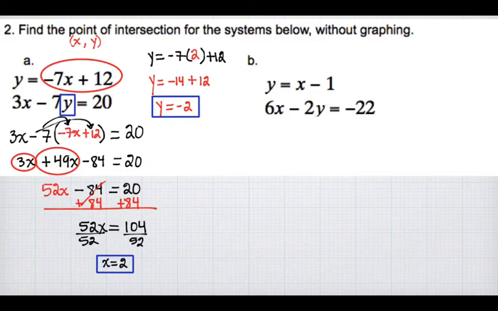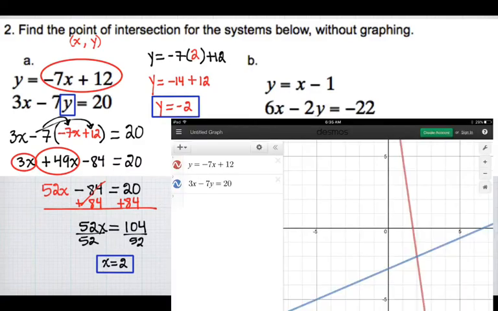Let's see if that's actually true. When I graph y equals -7x plus 12 and 3x minus 7y, I can see that the point of intersection is right here at 2 and -2, which makes this correct. By using the substitution method, I was also able to get x equals 2, y equals -2. Okay, let's move on to the next system of equations.